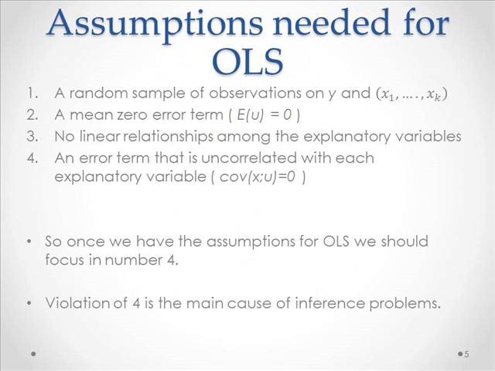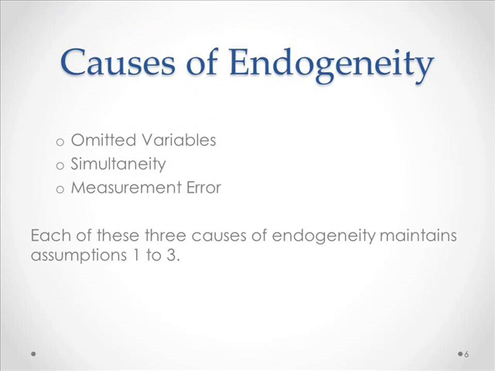The key assumptions needed for OLS to produce consistent estimates of the parameters are the following. Once we have the assumptions for OLS, we should focus on number 4. The violation of this assumption is the main cause of inference problems. Let's see the causes of endogeneity: omitted variables, simultaneity, and measurement error. Each of these three maintains the first three assumptions of OLS, but as I said before, a violation of number 4 will introduce the problem of endogeneity.